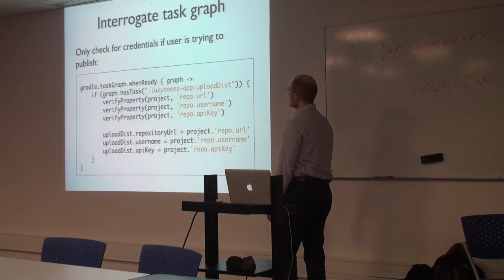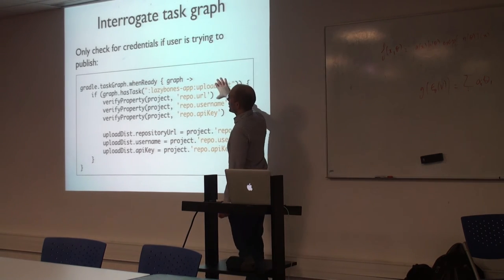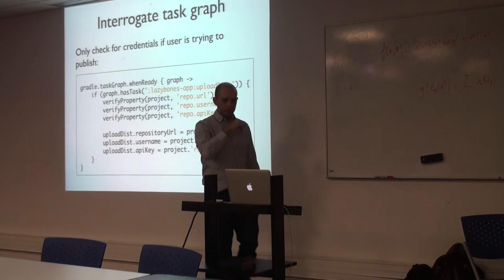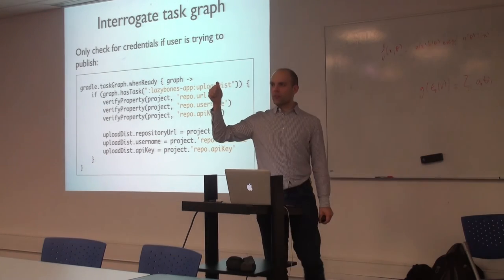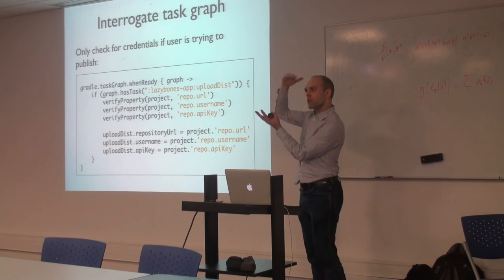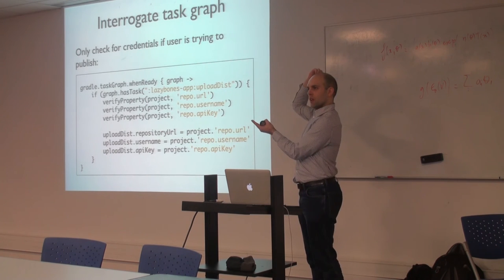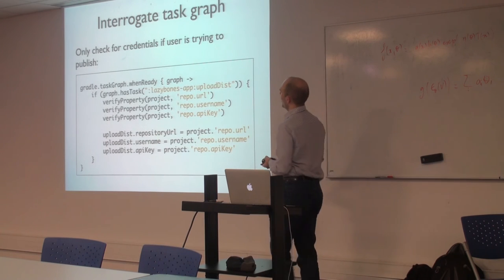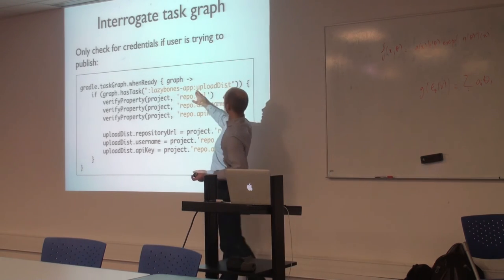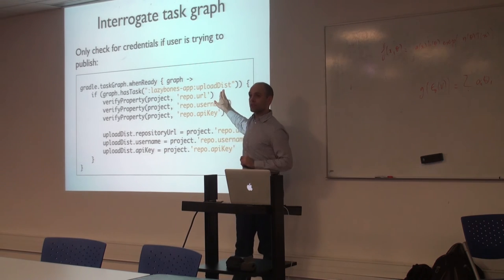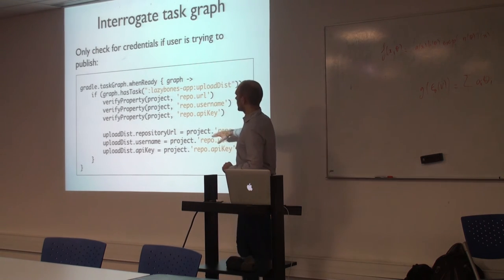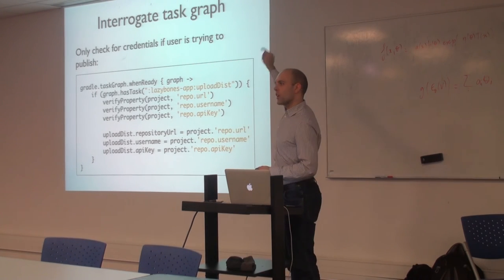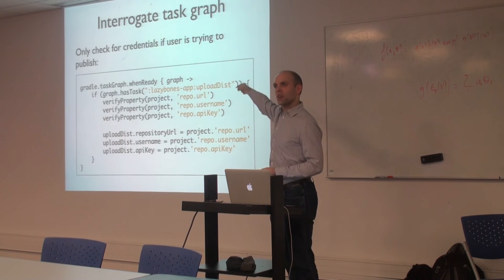So what I do is hook into the task graph itself. I can say, when the task graph is complete, right at the end of the configuration phase, Gradle knows exactly what is going to execute. I can ask the graph, are you running that upload task? If yes, then check that the credentials are there. So this means that when I'm publishing, it fails fast.